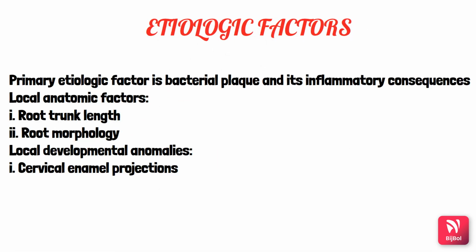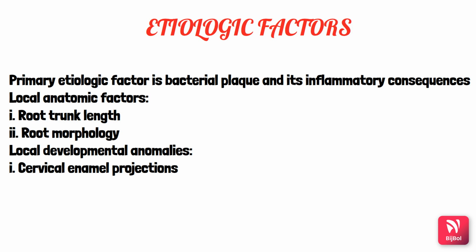Next, we will learn about the etiologic factors. The primary etiologic factor that causes the furcation involvement is bacterial plaque. Because of this plaque, there will be inflammation, and because of the long-term presence of the plaque, there will be inflammatory consequences, because of which we will see the attachment loss. And if this attachment loss extends to the furcation area, it is called furcation involvement, and we give a diagnosis of advanced periodontitis. However, the extension of the attachment loss into the furcation area depends on some factors.